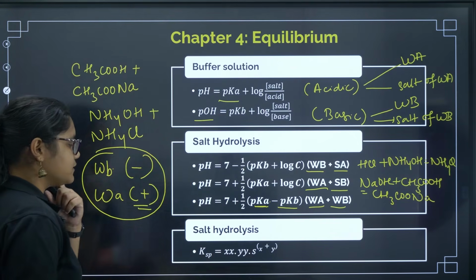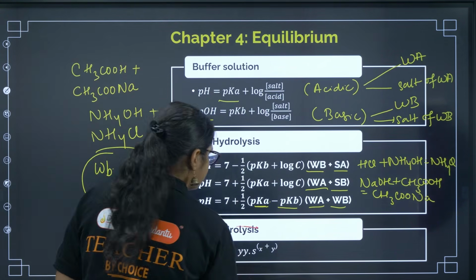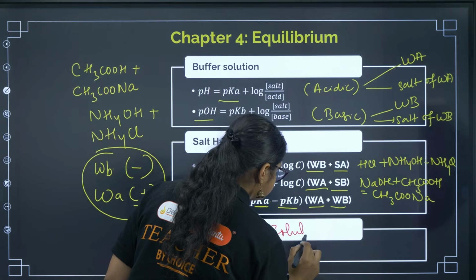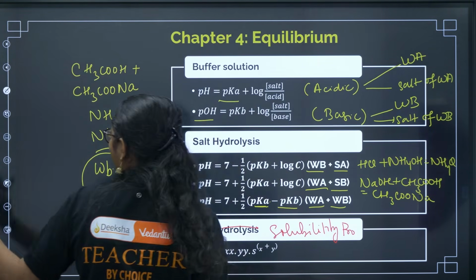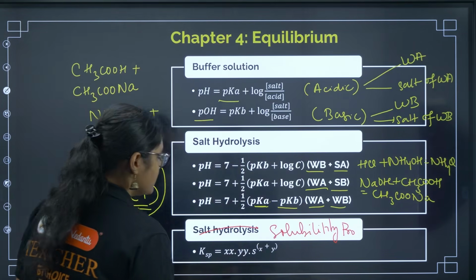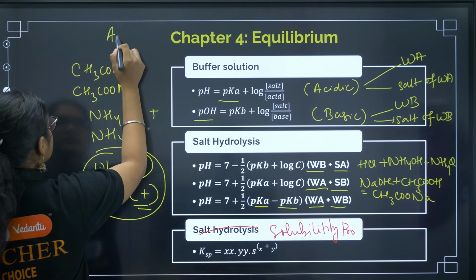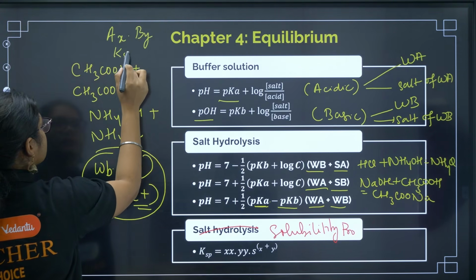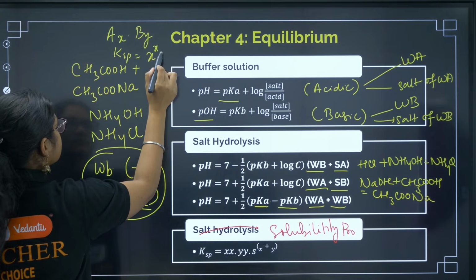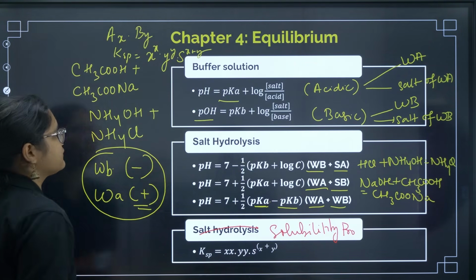Okay, now we have your solubility product. This is also an easy topic, the solubility product formula. If you remember, we have Ksp equal to, if any salt is there of the type AxBy, the Ksp value will be equal to x to the power of x, y to the power of y, s to the power of x plus y. Okay, please remember this one.